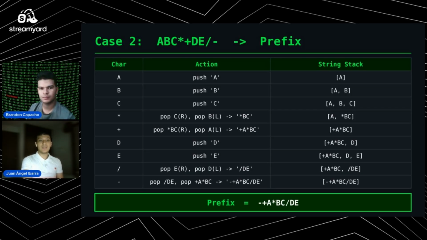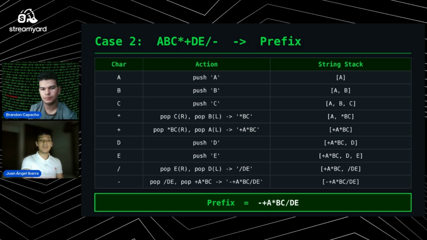We apply the prefix method to the previous string. We push the A, then the B, then the C. We read the times. We pop C as the right, B as the left, and form times B C. We push it, so the stack holds A and times B C. We read the plus. We pop times B C as the right, A as the left, and form plus A times B C, and we push it. We push the B, then the A, we read the divide, we pop A as the right, B as the left, and form divide B A, and we push.